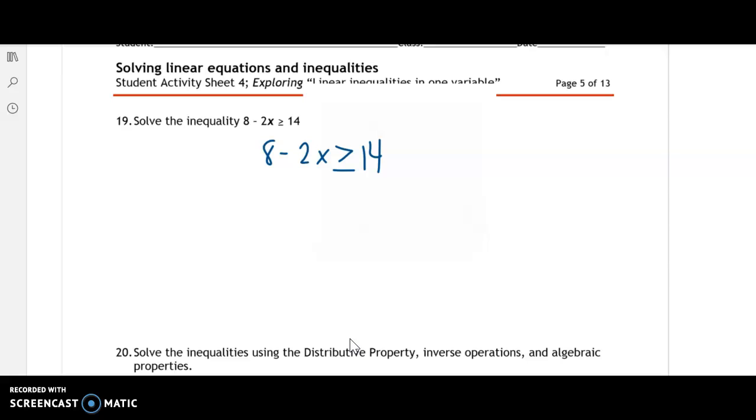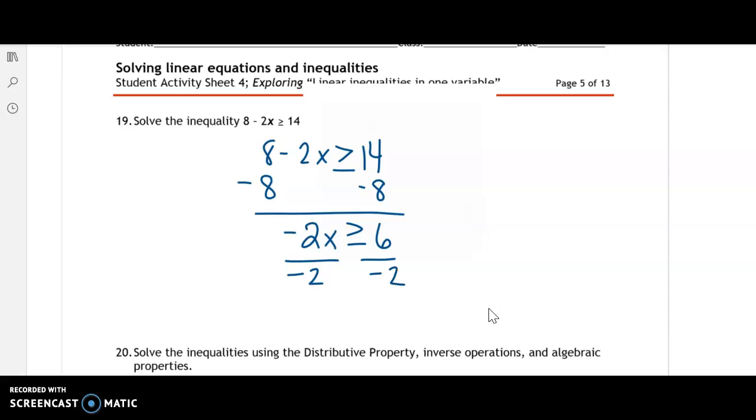All right, so now what I want to do is I'm isolating the x. So I'm going to remove the constant first. That's this positive 8. So I'm going to subtract that on both sides. Here I have negative 2x is greater than or equal to 14 minus 8, which is 6. Then I'm going to divide to get that x alone. I am dividing by a negative 2.